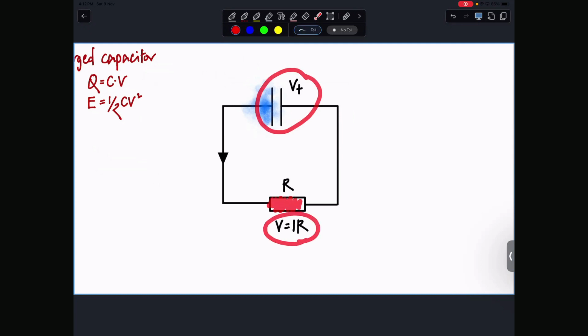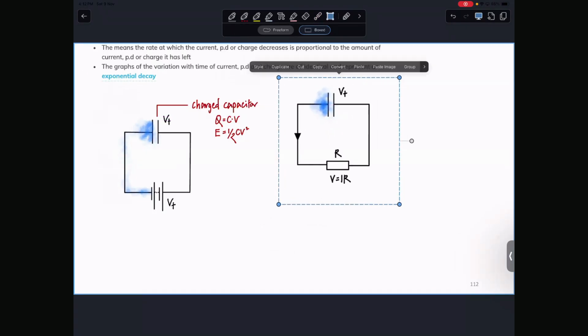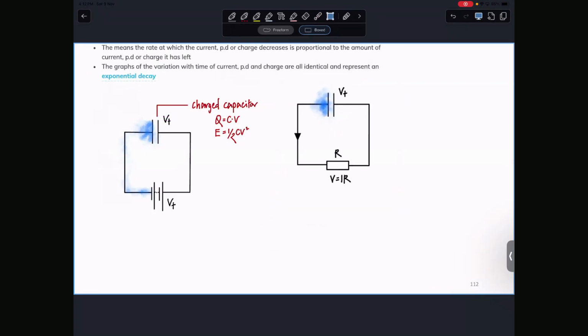I'm going to keep the current. But unfortunately, the voltage is decreasing here, so what will happen to the current? It will keep decreasing. Now, how does that look in the form of a graph? That's what our topic is about. So let me repeat: we charge the capacitor. Now we are discharging it. How does the current and everything vary?